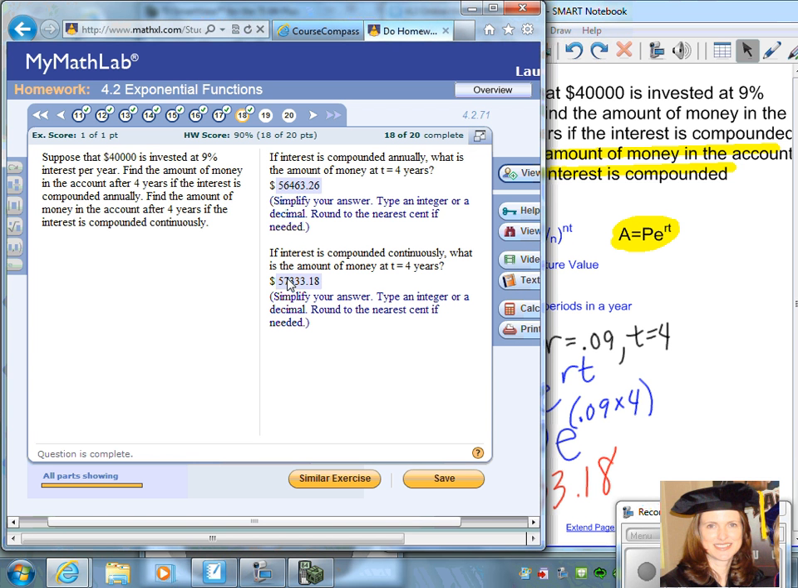So if you're concerned about saving money and you have the option between annual compounding or continuous compounding, if the rates are the same, you should definitely go for the continuous compounding.